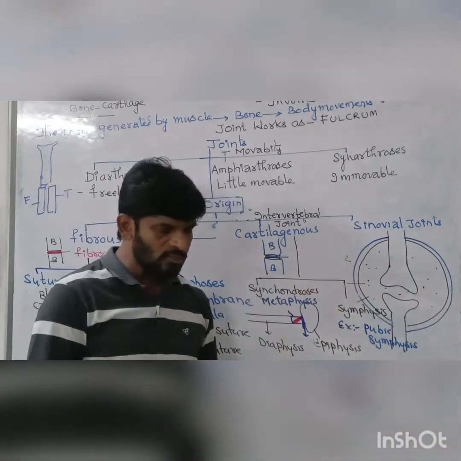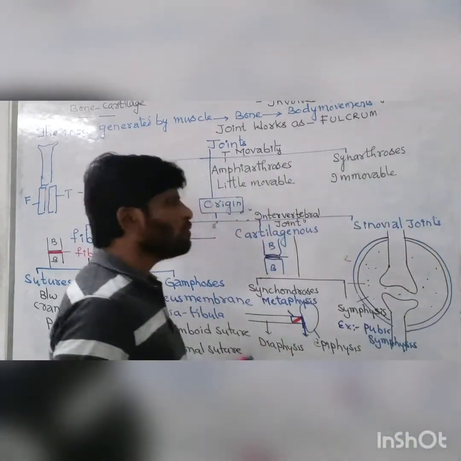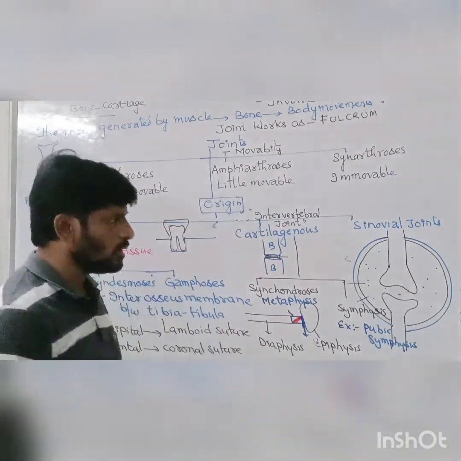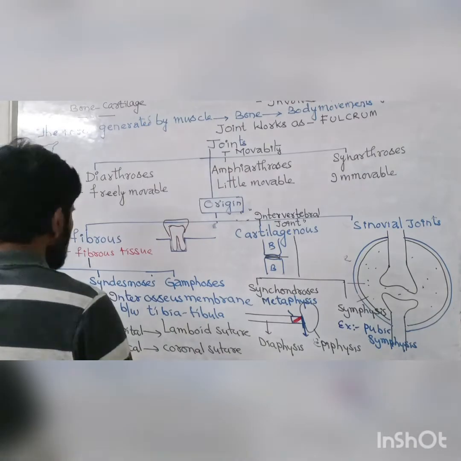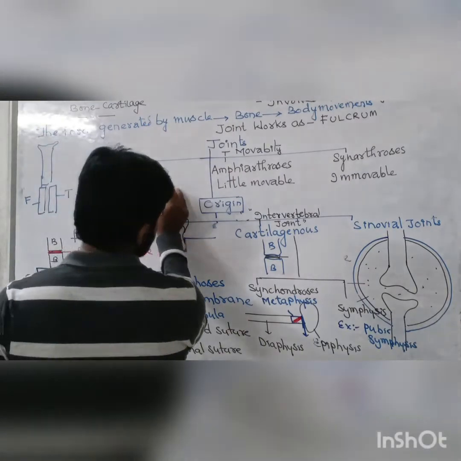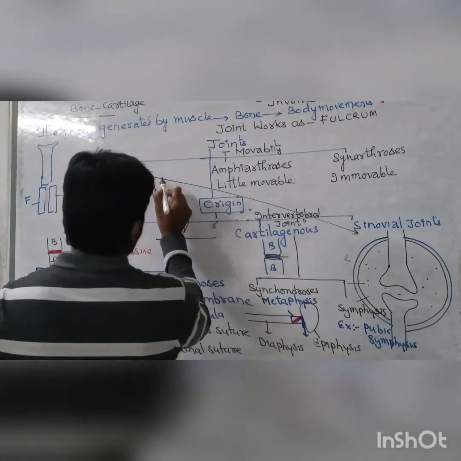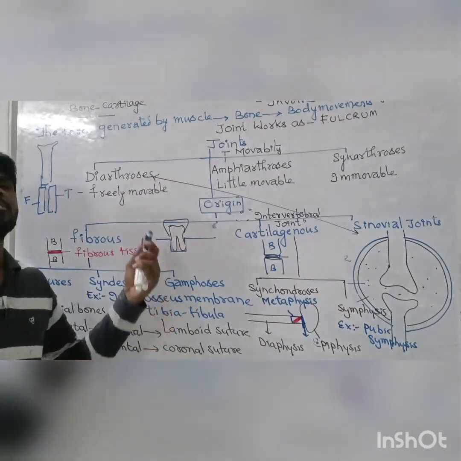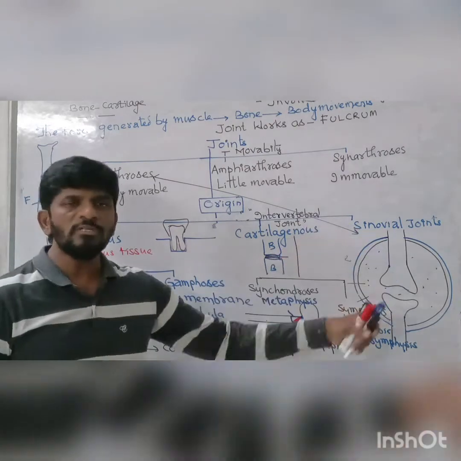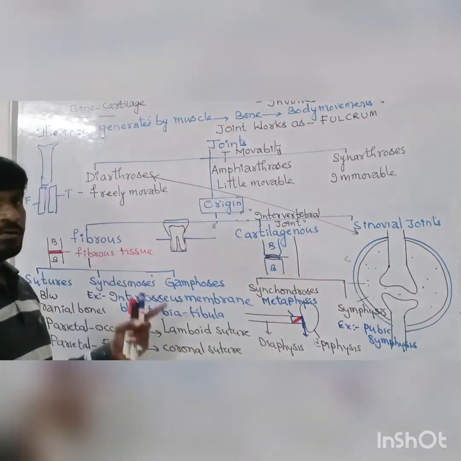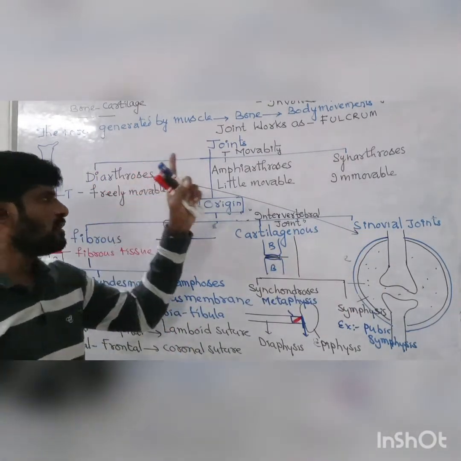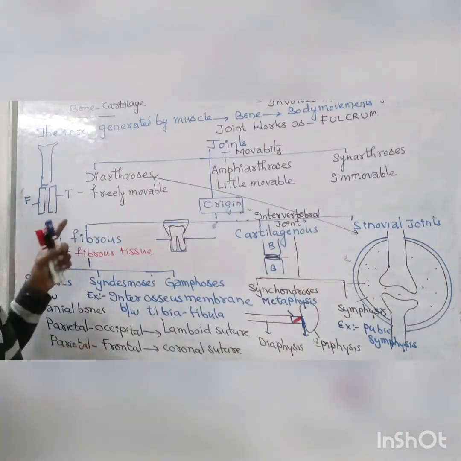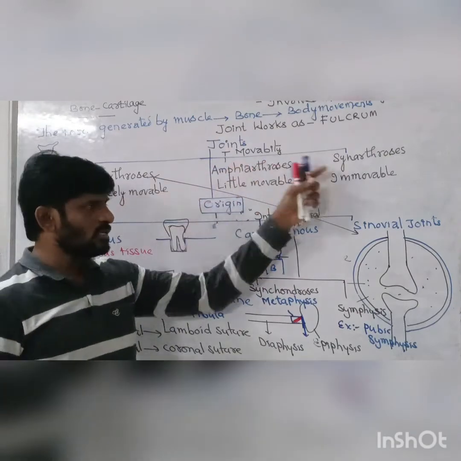And coming to the synovial joints. Synovial joints are those joints which contain the synovial cavity and synovial fluid, and all are freely movable. And I can tell you that all diarthroses are synovial joints, because a diarthrosis is a joint that is freely movable. All synovial joints are freely movable. Therefore, my conclusion is all diarthroses are synovial joints. And coming to diarthroses, amphiarthroses, and synarthroses.